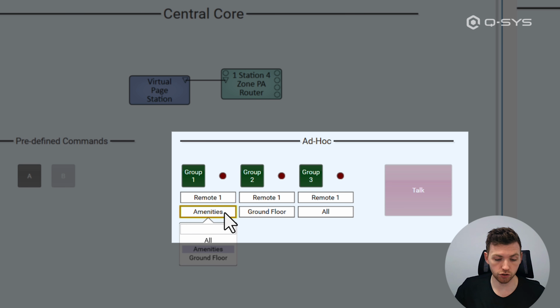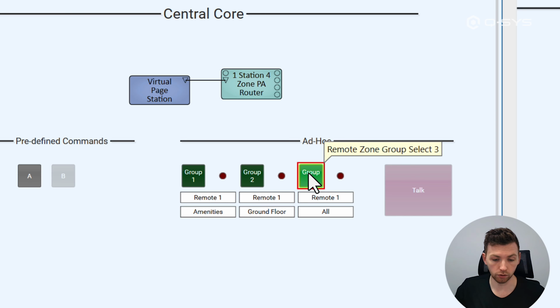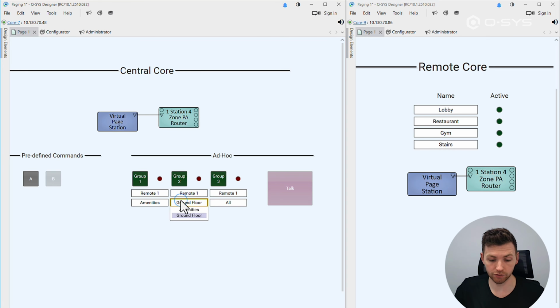And then here I can choose which tag I want. And I could actually have these set up already where I've got amenities here, I've got the ground floor here, or I've got all there. And I can change this while this is running, right? For different buttons to do different things. So yeah, it just means it's a lot easier.